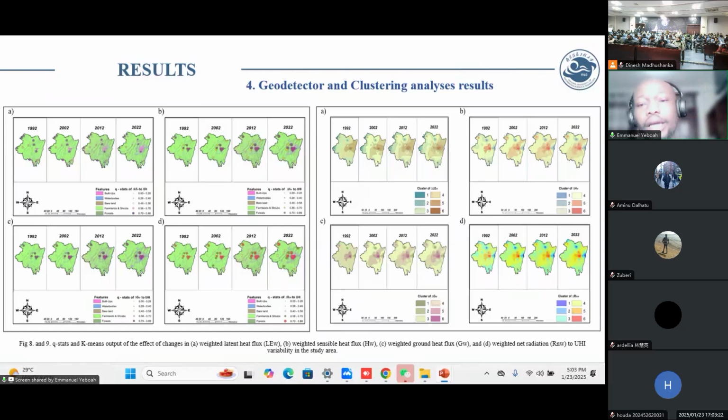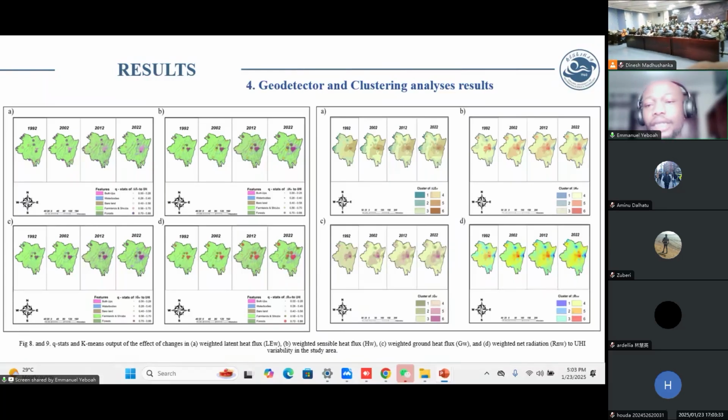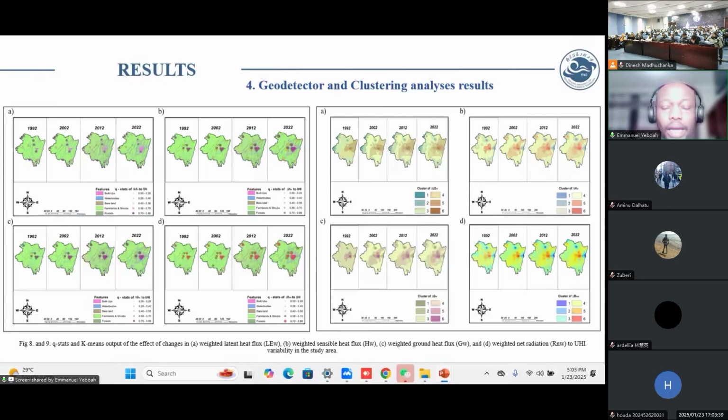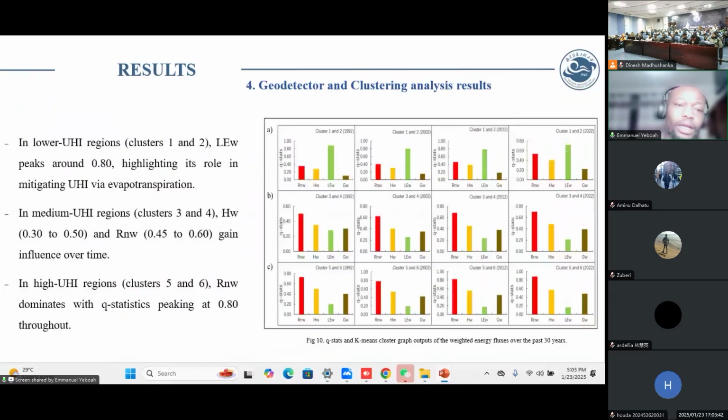And on the right-hand side, which basically tells us the dominance of latent heat in A, it is reducing across time as a result of these changes. However, sensible heat, ground heat, and net radiation are expanding across time. So I just produced a statistical graph to show what's happening in these regions. So I divided these regions into 6 clusters.